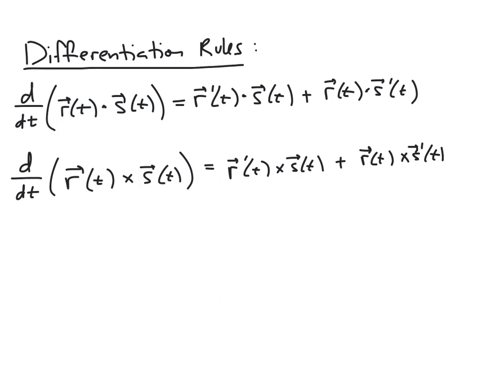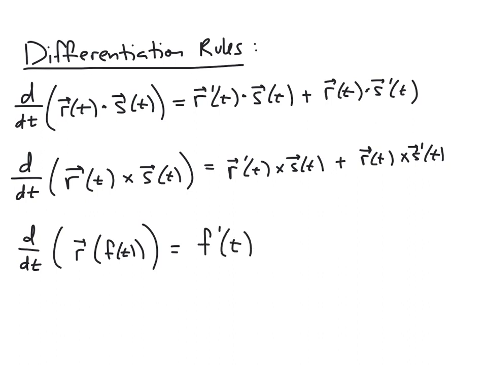However, we do have a chain rule to consider. So let's say I have to take the derivative of a vector function r, and r is itself a function of some scalar function f. And so we have r of f of t. The derivative here, just like with the chain rule, we're going to take the derivative of the inside function, f prime of t, and multiply that by the derivative of the outside function, r prime, evaluated at the inside function f of t.